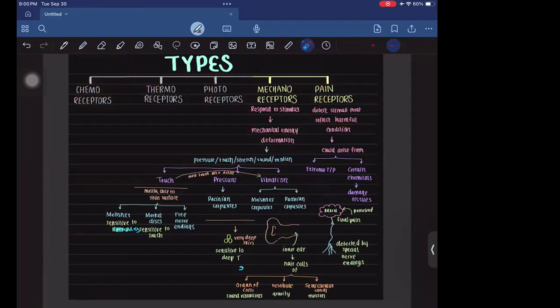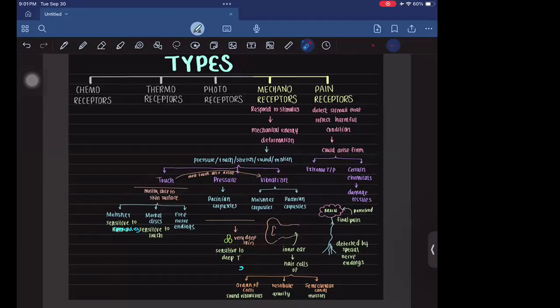So there are three types of mechanoreceptors present in the human body: touch receptors, pressure receptors, and vibration receptors. Touch receptors, where are they present? Close to your skin surface. And pressure receptors, where are they present? They are present in the very deep skin, not close to the surface.